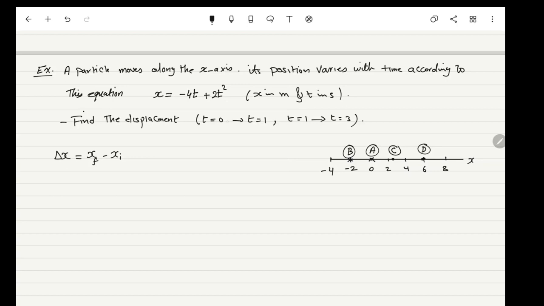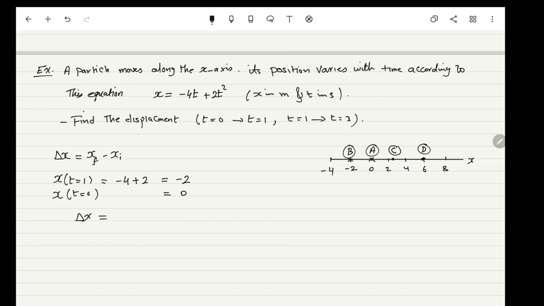Okay, during the time interval from 0 to 1, the position x when t equals 1, you just substitute this one back in this equation, equals minus 4 plus 2, in this case equal to minus 2. Now x when t equals 0, you just substitute 0 back in this equation here, it's equal to 0. So delta x, the displacement here, equals x final.